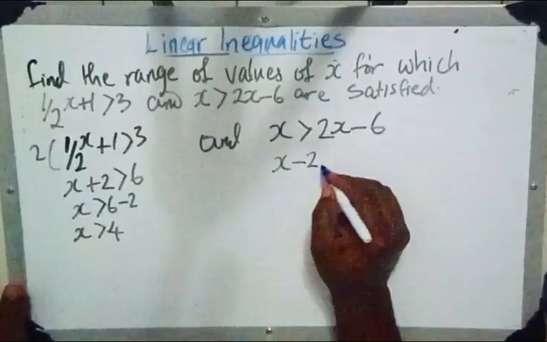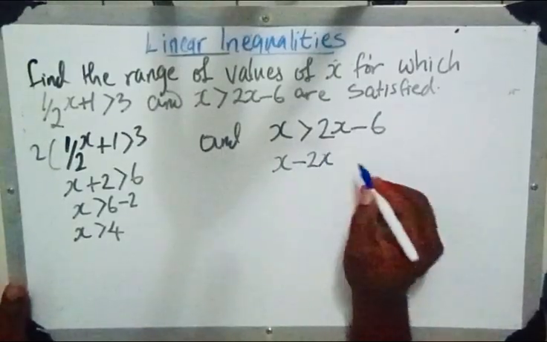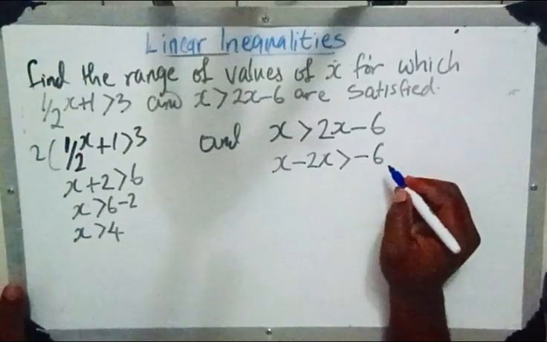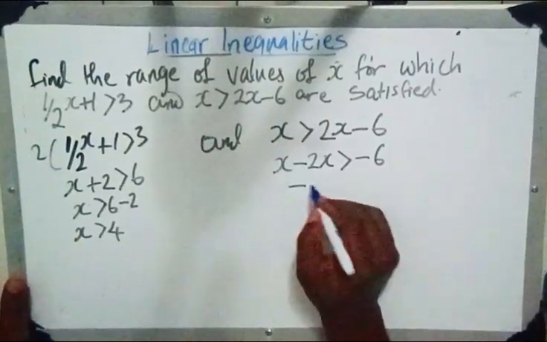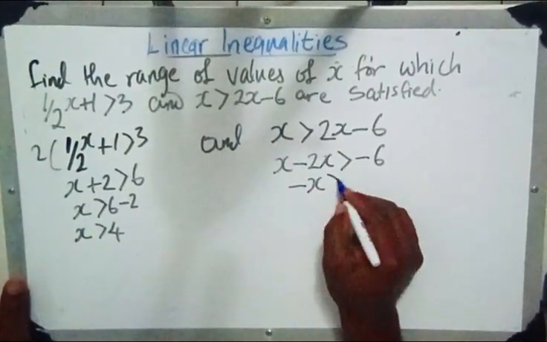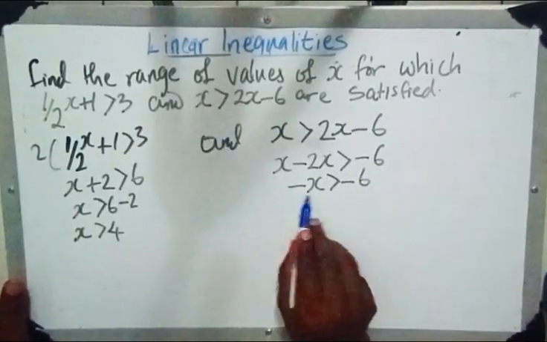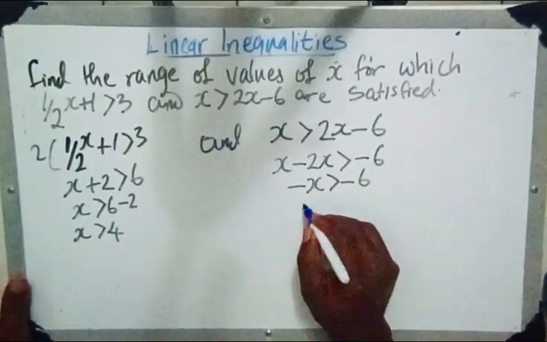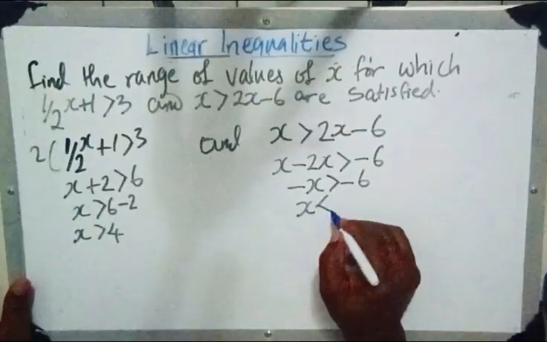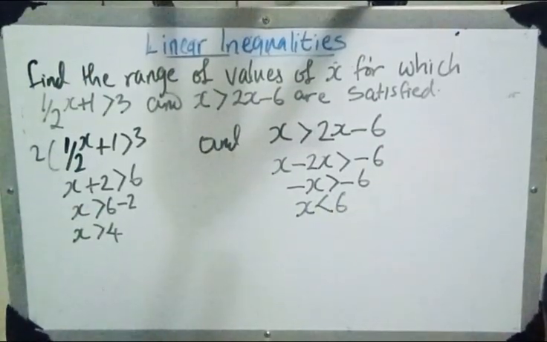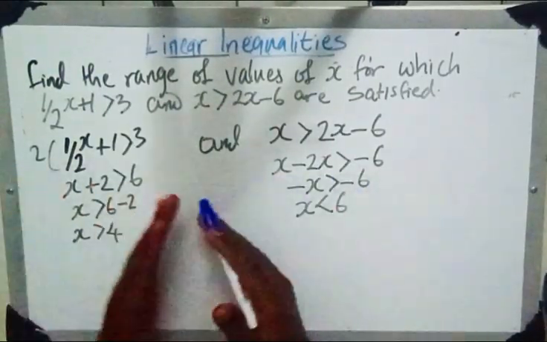Okay, so the next one, over here, 2x is going to come over to become x minus 2x greater than negative 6. And so this becomes minus x greater than negative 6, which if we divide both sides by negative 1, we're going to be having x less than 6. Remember, the sign must change because you divided both sides by a negative. So now how do we write out the range of values? They want us to combine these two.